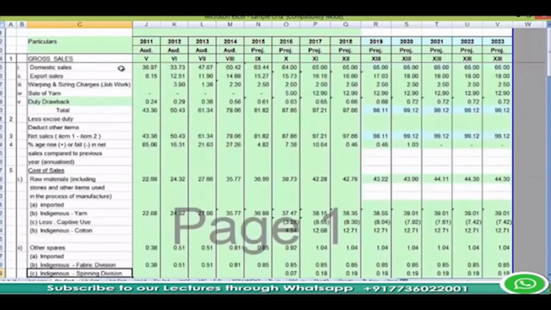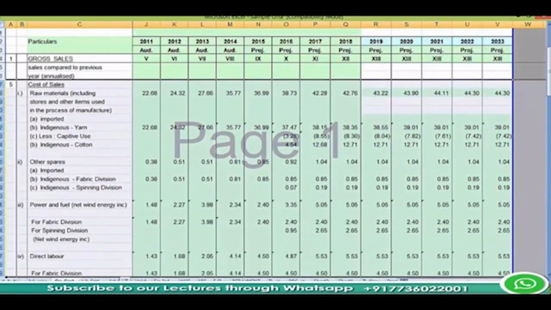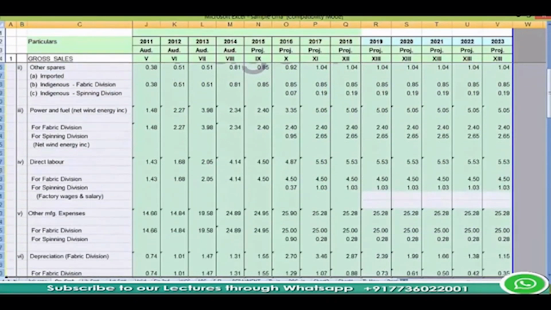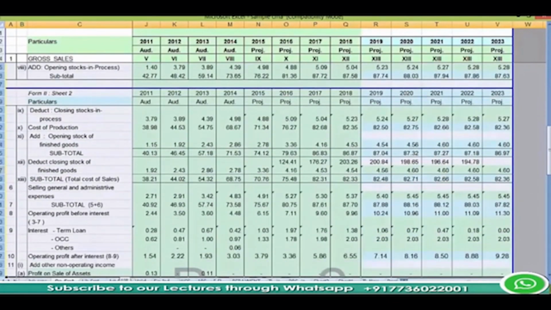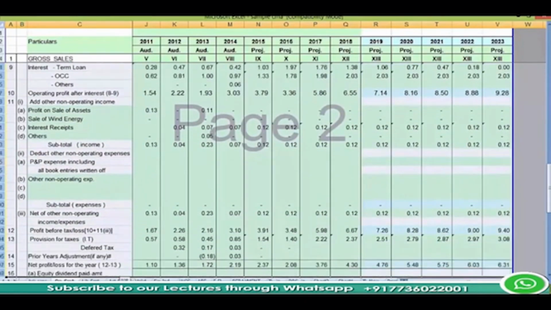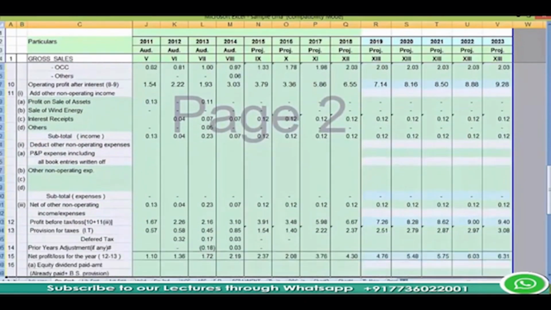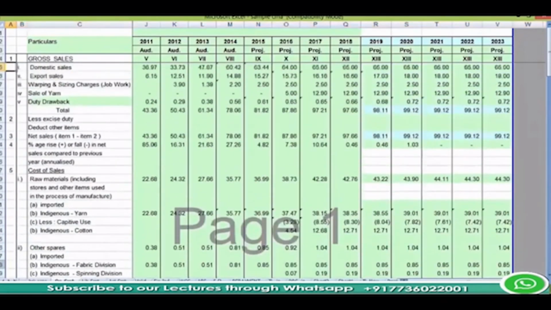So it starts with gross sales, and it talks about various expenses from this point, expenses like raw material, other spares, power and fuel, direct labor, other manufacturing expenses, depreciation, then stock movement, selling and general expenses, interest expenses, then operating and non-operating incomes. Then finally it talks about the profits and the tax component, and what is paid as dividend and what is retained profit. We will understand all these concepts one by one in the subsequent sessions, but this is how a typical CMA will look, which is basically an Excel document. So this is the first input sheet.